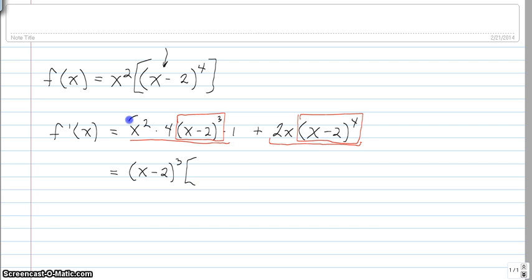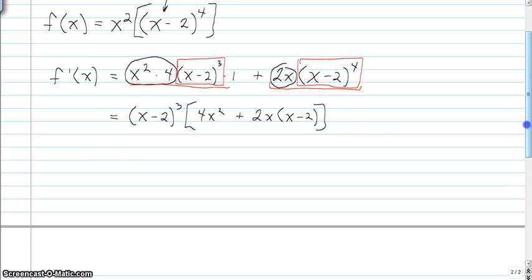And then what would be left, I'd have x squared times 4, or 4x squared. And then I'd have this 2x, and still 1 factor of x minus 2. Okay, so I can leave that (x minus 2) to the third out front. And then what would be in the brackets, I'm just going to change those to parentheses, so that'd be 4x squared plus 2x squared minus 4x.